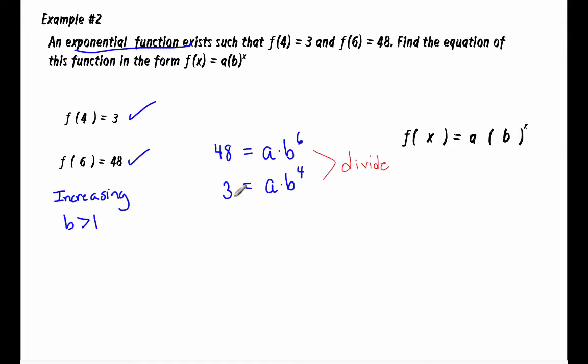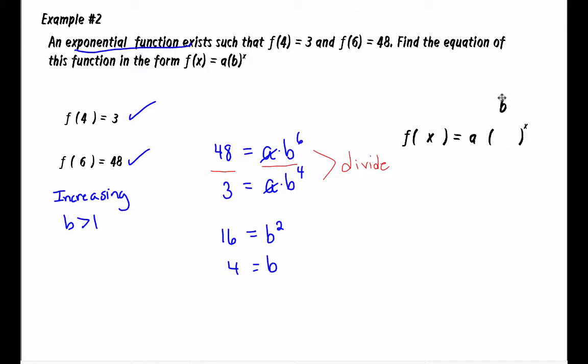these two equations out. There I am, I'm dividing. Well, 48 divided by 3 gives me a very nice number, 16. And look at the happiness that comes here. A and A cancel out. B to the 6th divided by B to the 4th is B squared. So my base must be 4. Awesome.